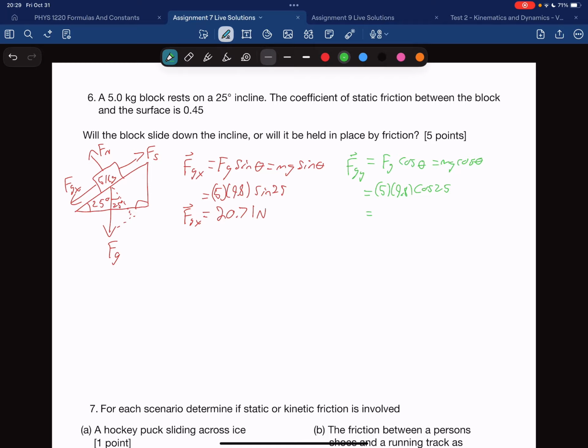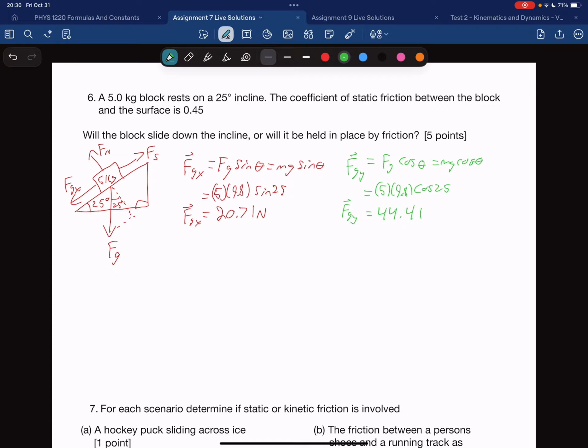I do not have that written down, so let me grab my calculator quickly. I had everything else written down except for that, apparently. 5 times 9.8 times the cosine of 25. And this is 44.41 for FGY. Now, FGY is the only force in the y direction that's pointing downwards.